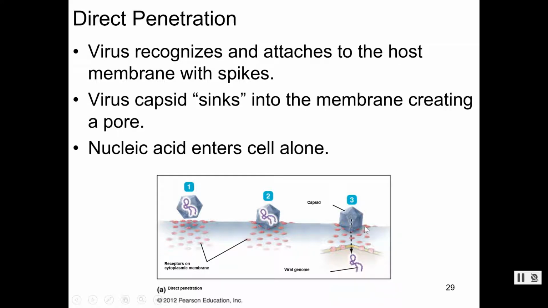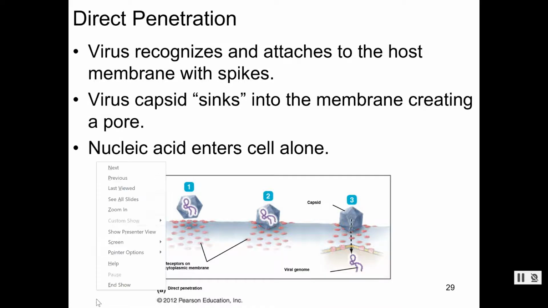Now, vocabulary term: when a capsid opens up, that's called uncoating. So we don't see that injection that we saw with bacteriophage. We see an uncoating, and then just the nucleic acid enters the cell. Now, this direct penetration only occurs with a non-enveloped or naked virus. Enveloped viruses cannot use this method of getting in. This is direct penetration.